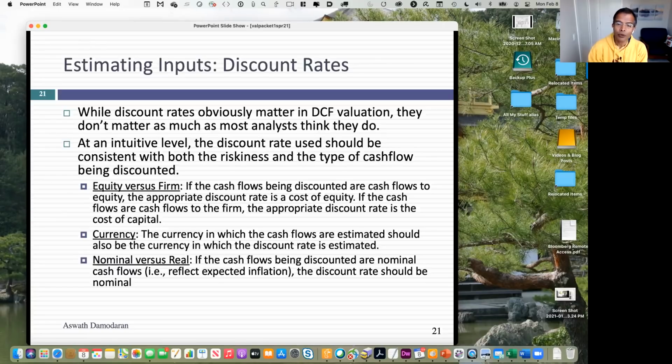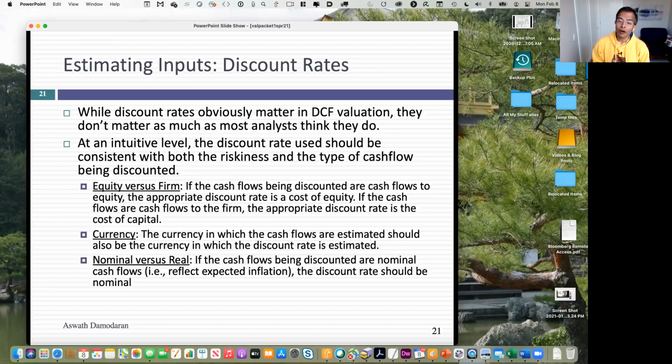If your cash flows are equity cash flows, your discount rate is a cost of equity. If your cash flows are pre-debt cash flows, your discount rate has to be a cost of capital. What currency? Well, tell me what currency you got your cash flows in. It's a Russian company. That doesn't answer my question. You can take a Russian company and estimate its cash flows in euros, in which case my discount rate has to be euro. So don't let where the company is incorporated drive this choice. Look at what currency you estimate your cash flows in.